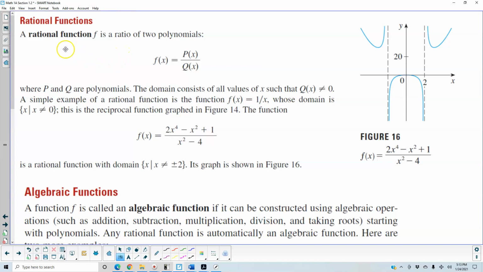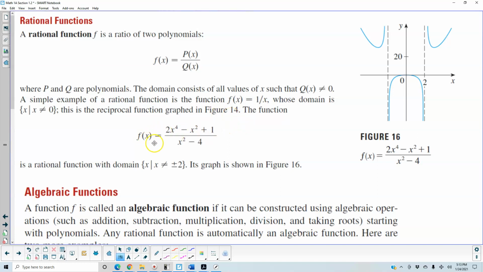Rational functions. A rational function f is a ratio of two polynomials, f of x equals p of x over q of x, where p and q are polynomials. The domain consists of all values of x such that q of x does not equal 0. A simple example of a rational function is a function f of x, which is equal to 1 over x, whose domain is x such that x does not equal 0. This is the reciprocal function graphed in figure 14.